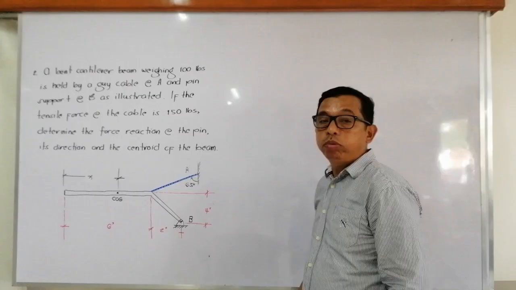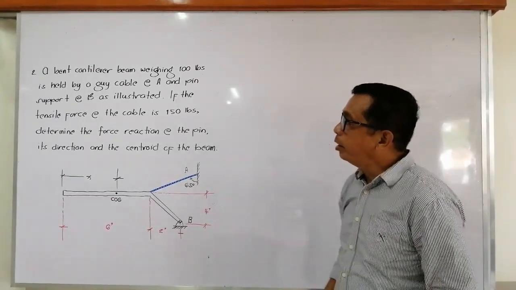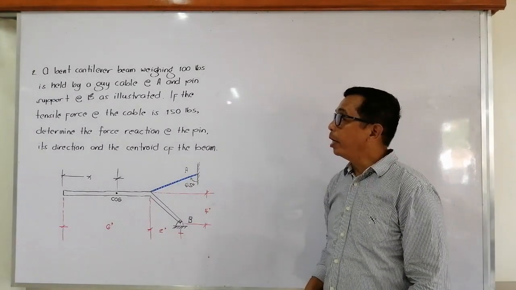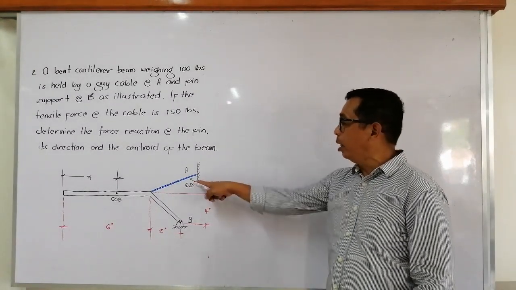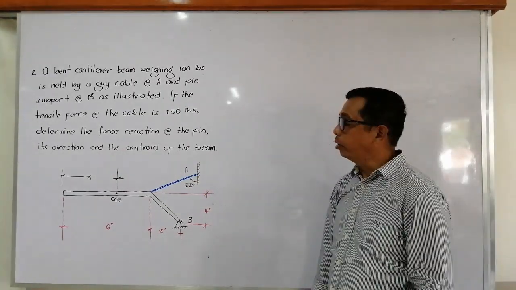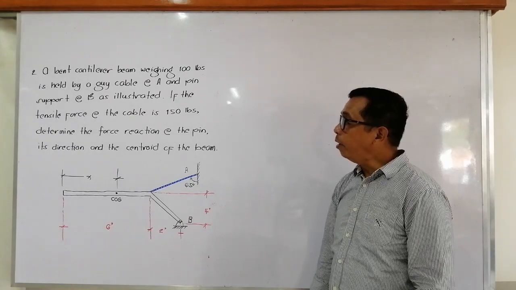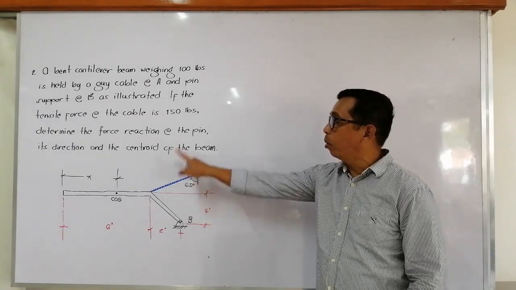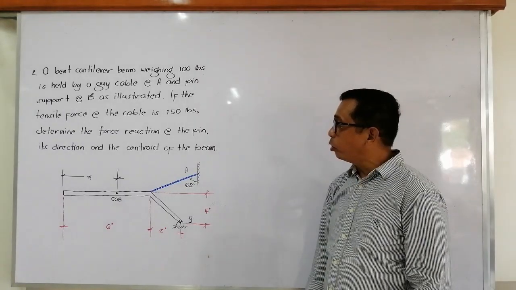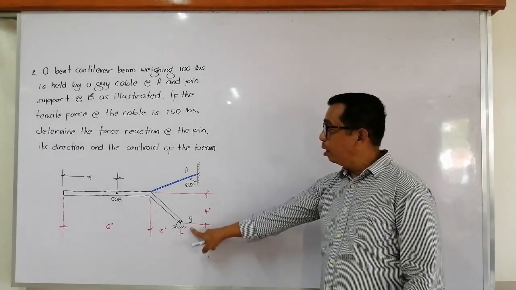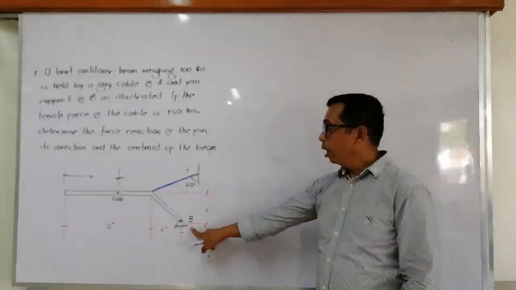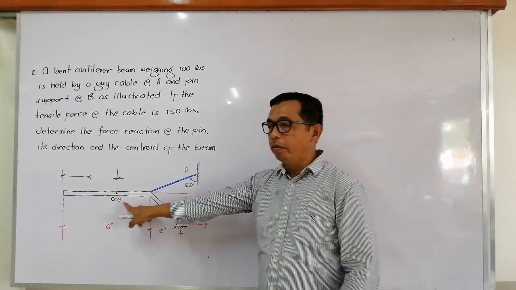Okay, number 2. A bent cantilever beam weighing 100 pounds is held by a cable at A and a pin support at B, as illustrated. If the tensile force in the cable is 150 pounds, determine the force reaction at the pin and its direction, and the centroid of the beam.